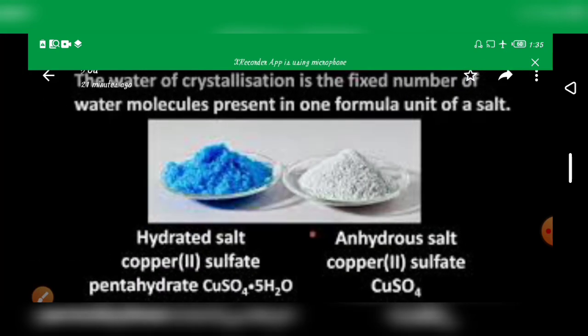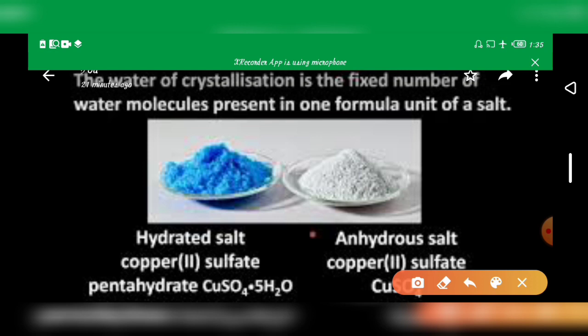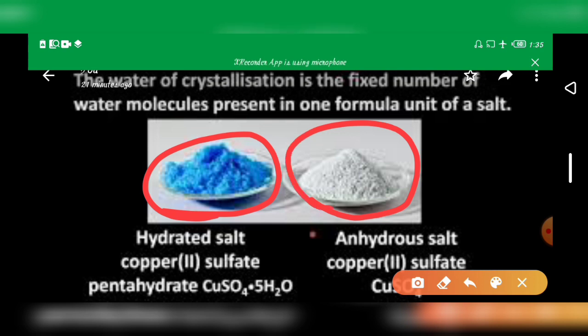Next we go to water of crystallization. See here, we take the copper sulfate. See here it is blue in color. It is hydrated copper sulfate, that is CuSO4.5H2O. The number of water molecules is 5. Okay, here you see whenever it is heated, it is converted into copper sulfate. The color of the copper sulfate is white.